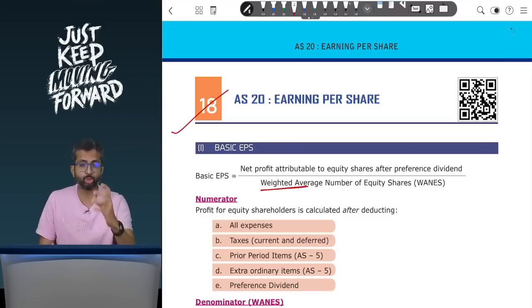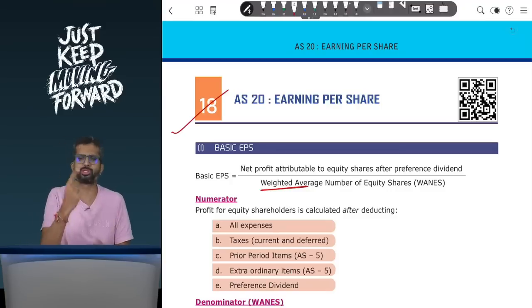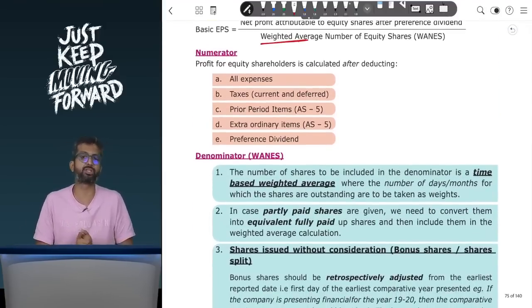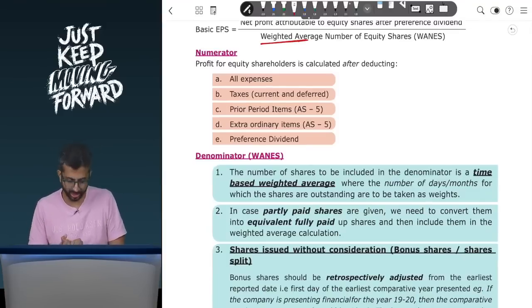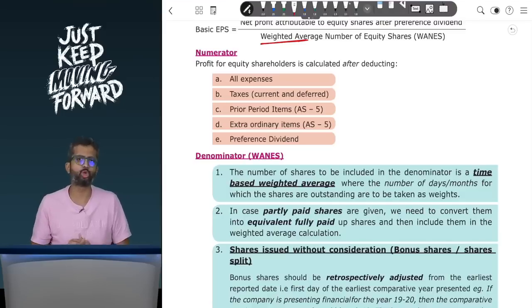Well, because in the numerator you have profit, which is for the period item, and in the denominator we have shares, which is technically as on date, and hence in order to ensure consistency we will take the weighted average number of shares in the denominator. What will be the weight? The time for which those shares were outstanding would be taken as weights. Secondly, what if there are partly paid up shares? So we will convert them into equivalent fully paid up shares and then take that into our calculation.